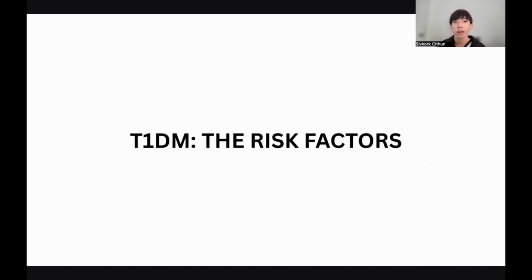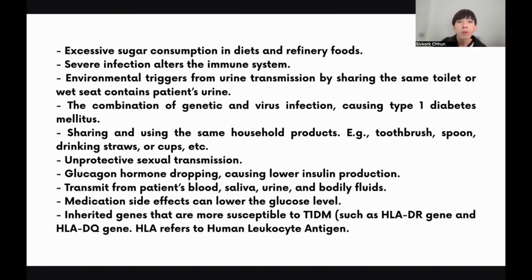But we need to know what the risk factors influencing type 1 diabetes are. The risk factors include excessive sugar consumption in diet and refined foods, and severe infection that alters the immune system, specifically the adaptive immune system. It attacks the beta cells and helper T cells. Environmental triggers include urine transmission by sharing the same toilet or wet seats containing patient urine, and the combination of genetic factors and virus infection. Sharing and using the same household products, for example a toothbrush, spoon, drinking straws, or cups with the patient, or unprotected sexual transmission, also influences the development of diabetes.